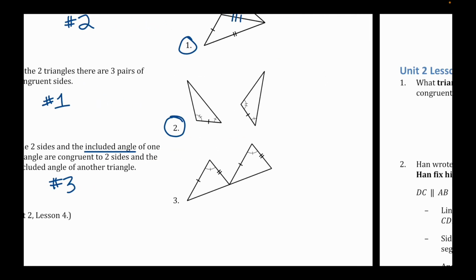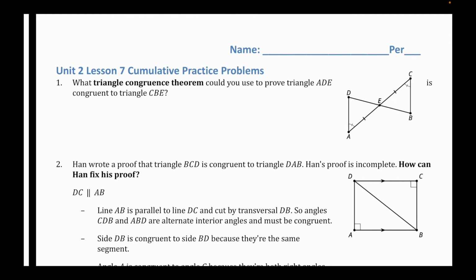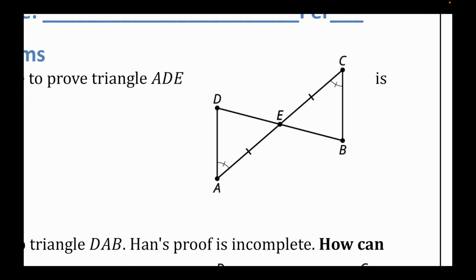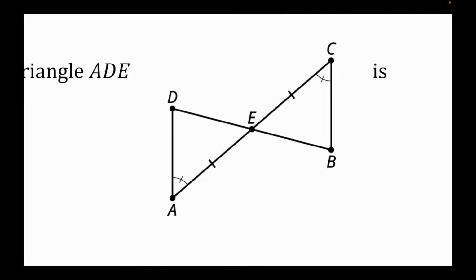Moving along, we're going to skip number 6. And so number 6 was going to be the last question on that one, meaning we're on to the lesson 7 questions. So we're going to look at number 1 here and answer, what triangle congruence theorem could we use to prove that ADE is congruent to CBE? So let's zoom in here. We want to prove basically these 2 triangles are congruent.